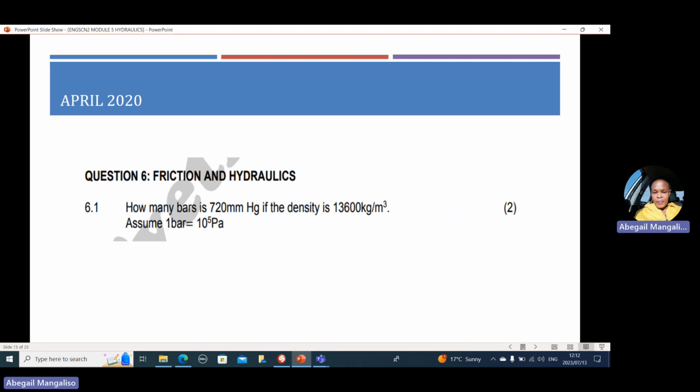If the density is 13,600 kilograms per cubic meter, then assume 1 bar is 10 to the power 5 pascals. So this simply means convert this pressure from pascals to bars. How many bars is 720? We must first get what this is in pascals.